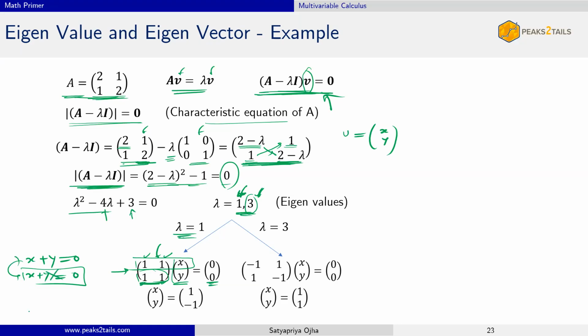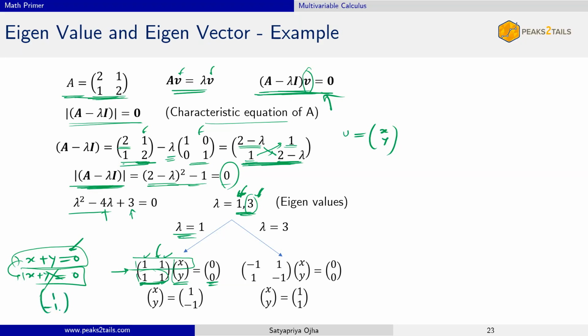So do not worry about the second equation. It's just repetition, right? So we have this x plus y equals 0, which essentially leads to an infinite set of vectors. Whichever meets this condition are part of this group, okay? Any vector you can imagine that satisfies this condition. A simple example would be 1, minus 1.